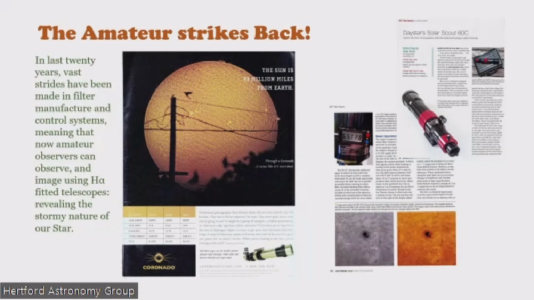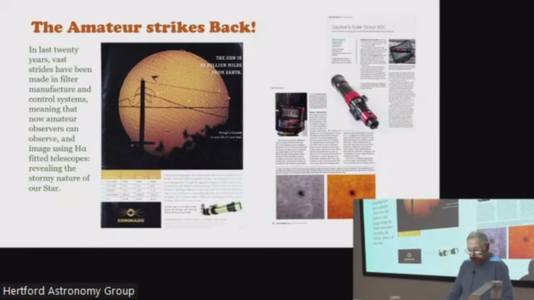Up until then, all we've been able to do was sunspot drawings and photographs. All of a sudden, in the last 20 years, we've had access to these hydrogen alpha filters, and you can do all sorts of marvelous things with them. And maybe the age of going to eclipses is coming to an end. I don't know. Hope not. We'll come on to that in a second.